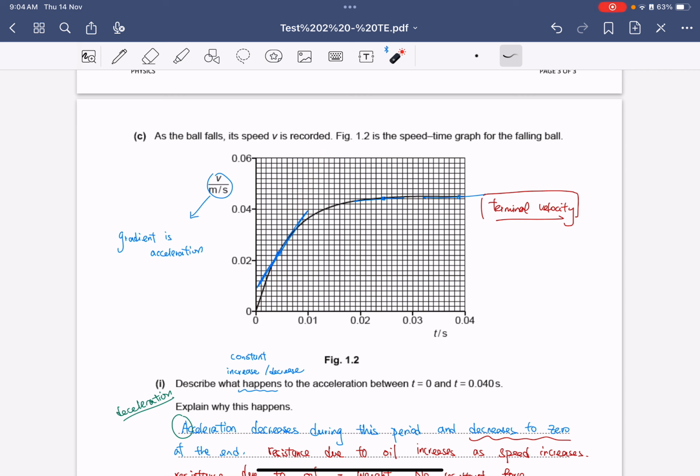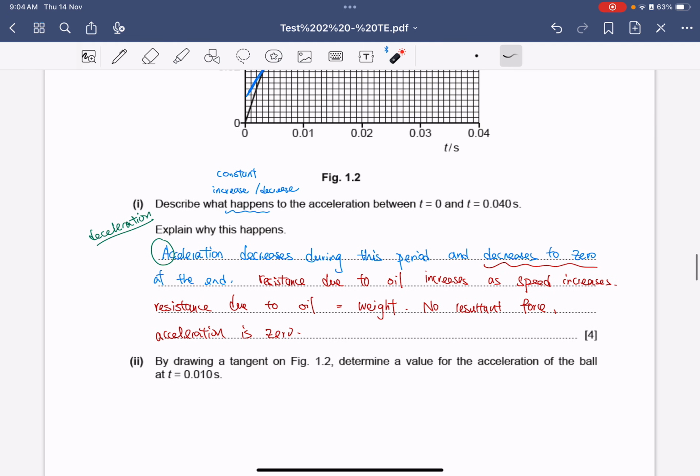So the reason why we teach you the key message that acceleration is the gradient of the speed-time graph is just to save you from getting into trouble of misusing the term deceleration or finding it difficult to interpret this graph.